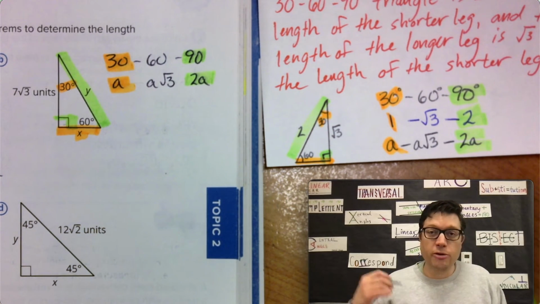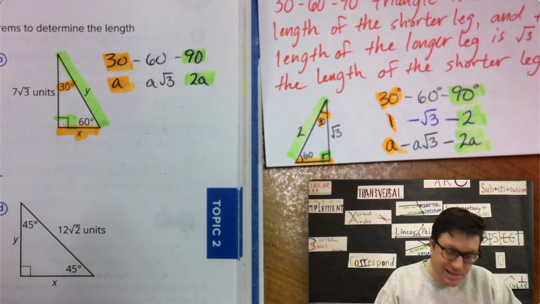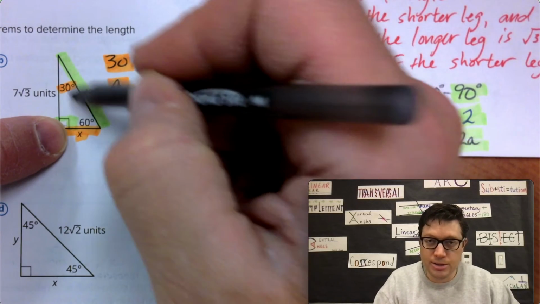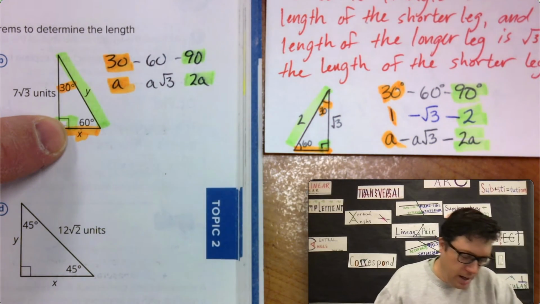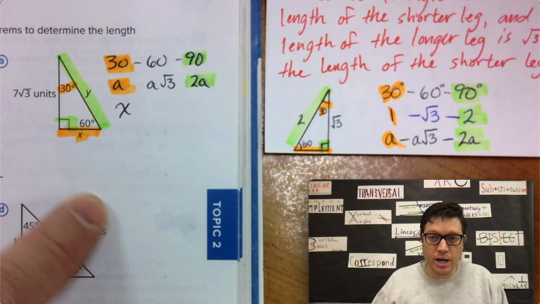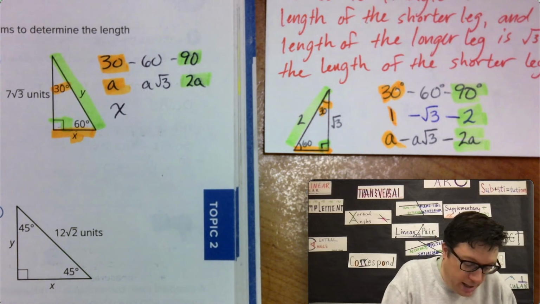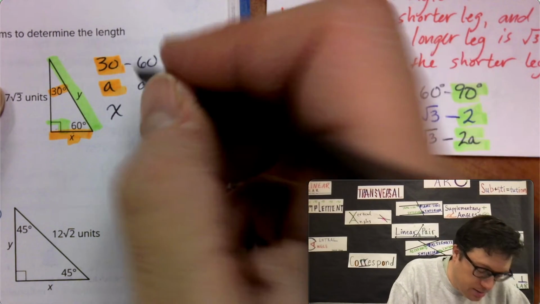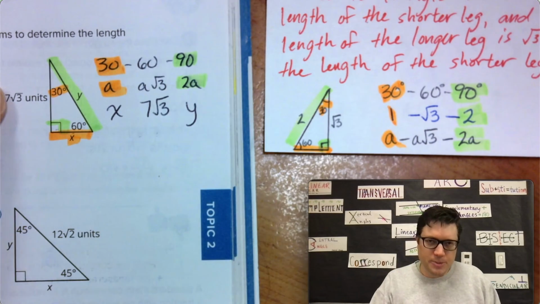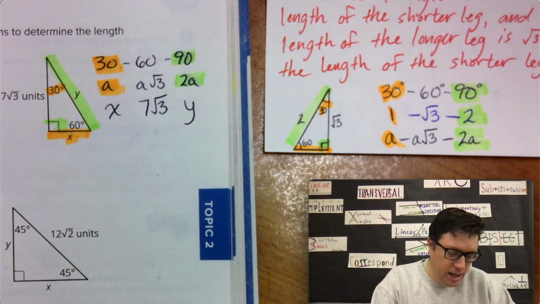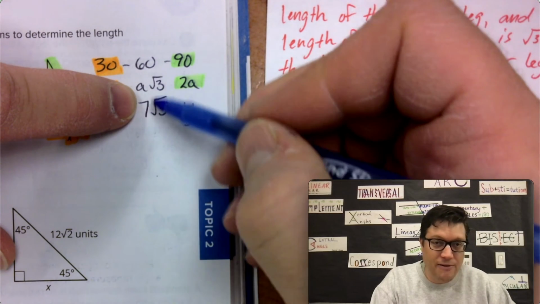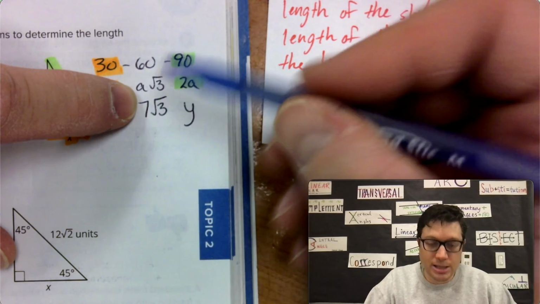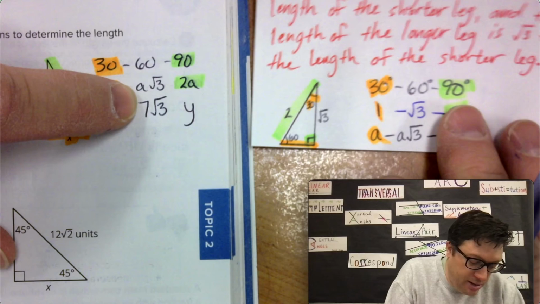When I look at the information from the triangle, well, X is orange, because X is in the same spot across from the 30 degrees. And Y is across from the 90, so I'm going to put Y here. That leaves 7 root 3 to line up with the 60 degrees. Now, I have to be very specific and careful going through this, but right here in this relationship, I see 7 and A exactly line up, and the square root of 3's exactly line up. So I'm going to say that 7 equals A.